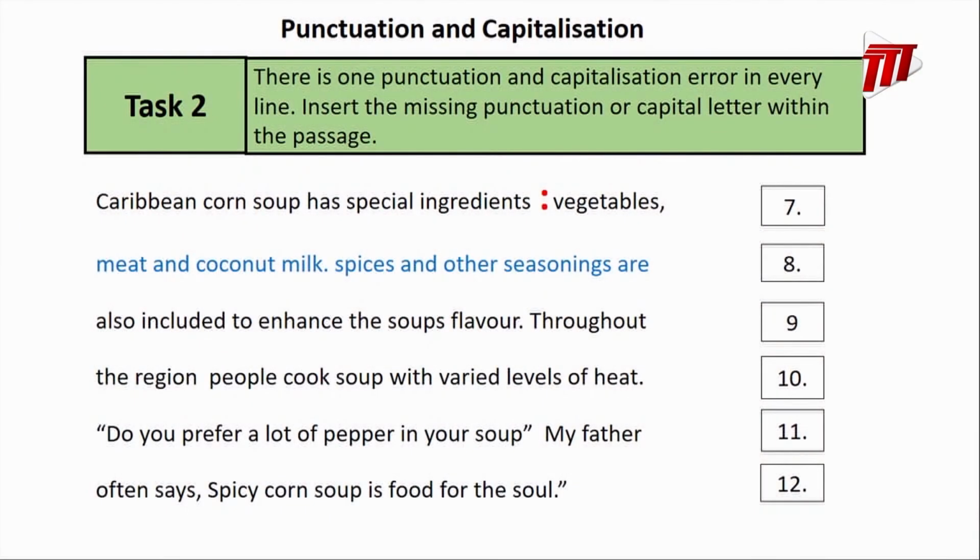We figured out the first line was missing a colon. Remember to write it in the passage. Let's continue. Meat and coconut milk. Spices and other seasonings are. Some of you would figure that mistake out right away. Have you figured it out? Look at it carefully.